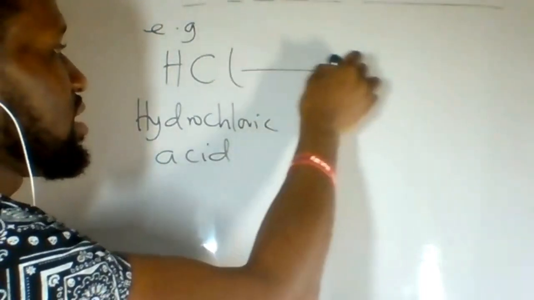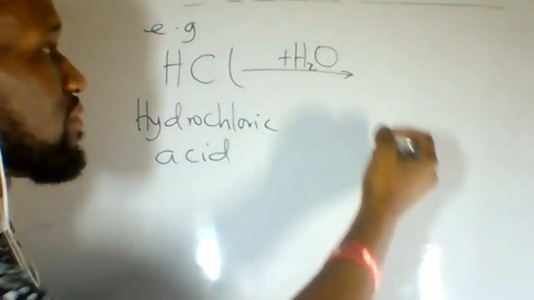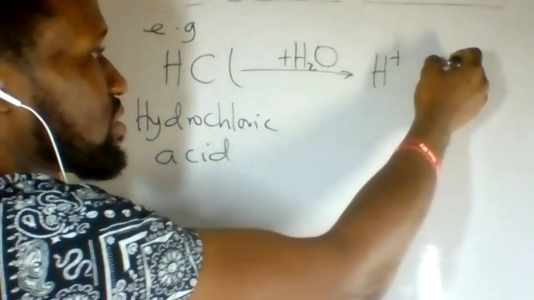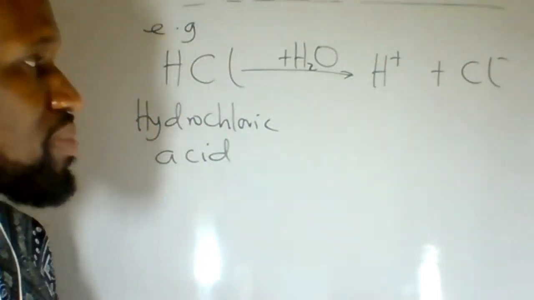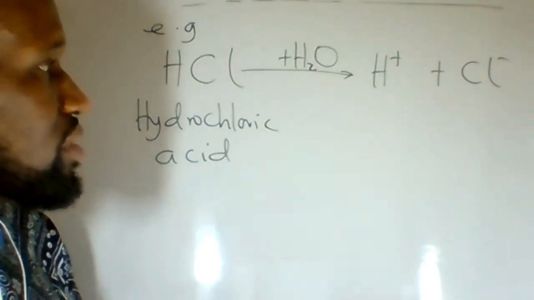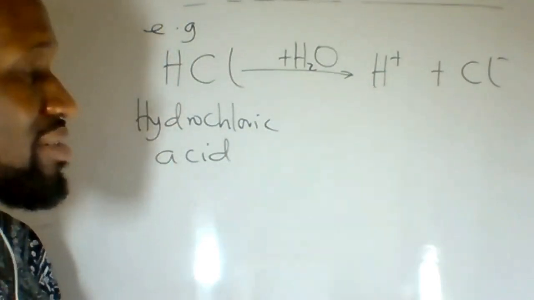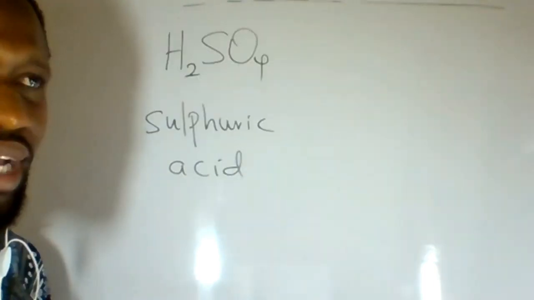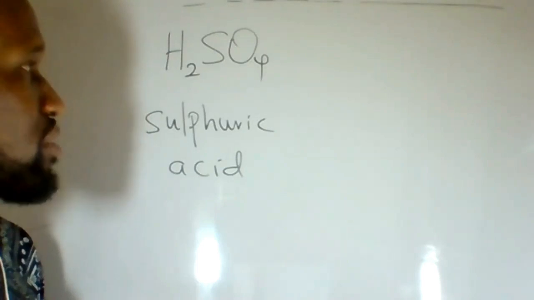When dissolved in water, hydrochloric acid forms H+ and Cl-. Any substance that dissociates in water to produce hydrogen ions or protons is known as an Arrhenius acid. Another example of an Arrhenius acid is sulfuric acid.